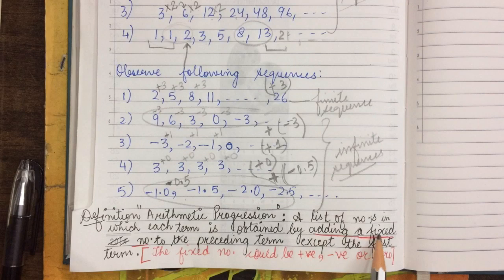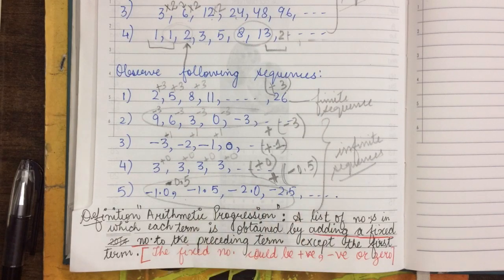So when you have a list of numbers where you obtain the next term by adding something to the previous term, then that list is called an arithmetic progression. The list could be finite or infinite, and the value that we are adding to get the next term could be positive, it could be negative, or it could even be 0.